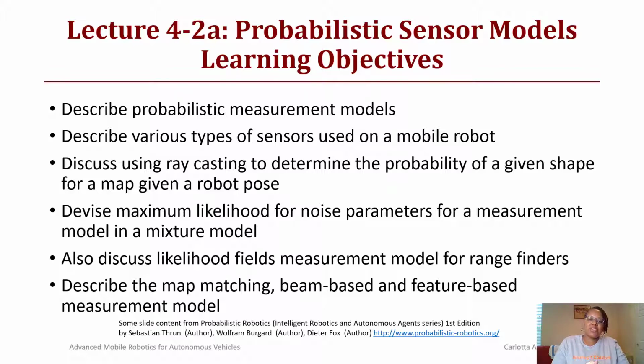Remember, our learning objectives are to describe probabilistic measurement models, describe various types of sensors that we use on a mobile robot, to use ray casting to determine the probability of a given shape for a map given a robot's pose, kind of like mapping, devise a maximum likelihood for noise parameters for a measurement model in a mixture model. We've looked at this already, including the Gaussian distribution, a uniform model, as well as an exponentially decaying model, depending upon the type of error. Discuss likelihood fields measurement model for rangefinders, and then today describe map matching, beam-based, and feature-based measurement models.